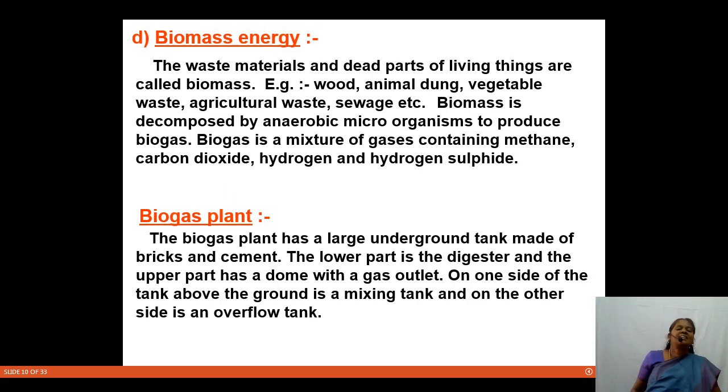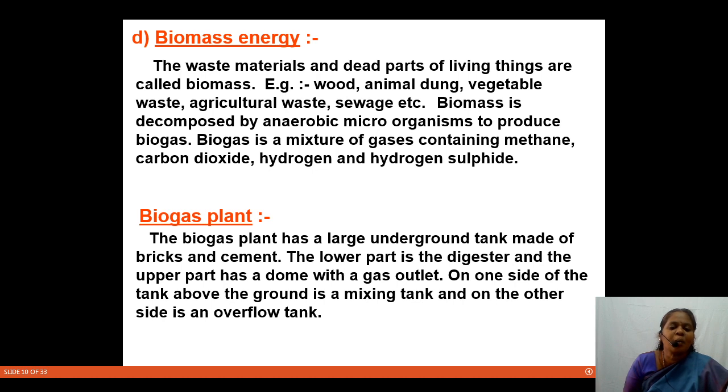Next one, under the same source of energy, biomass energy, which is very important. In almost every village, the biogas plant is available to produce energy, biomass energy. What is biomass energy? The waste materials and the dead parts of living things are called biomass. Examples: wood, animal dung, vegetable waste, agricultural waste, sewage, etc.